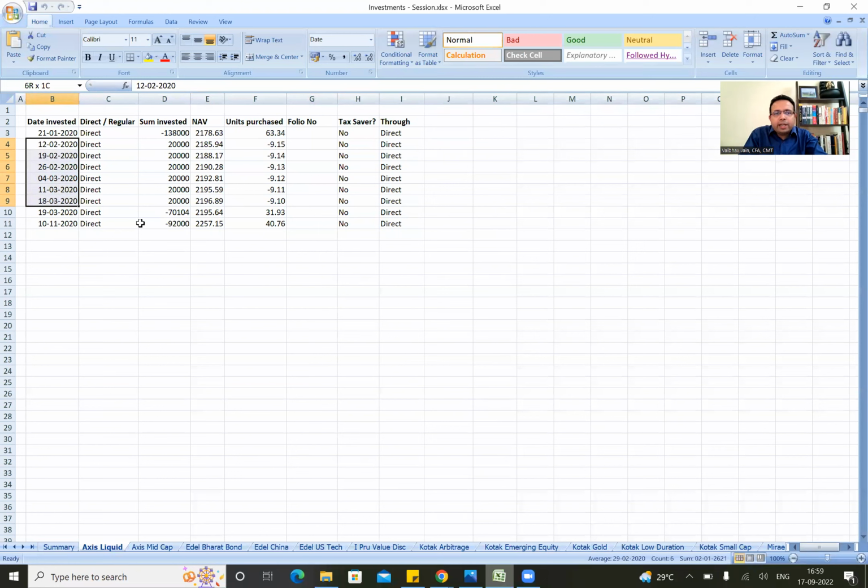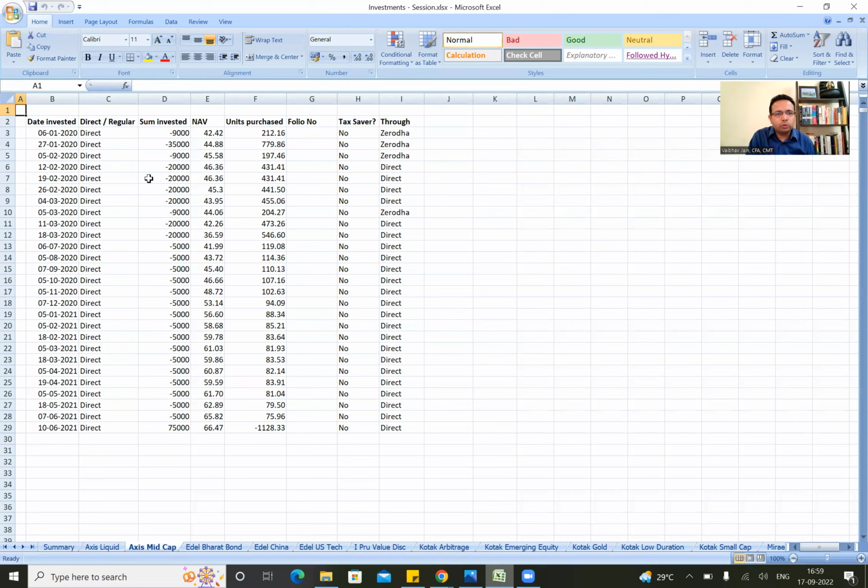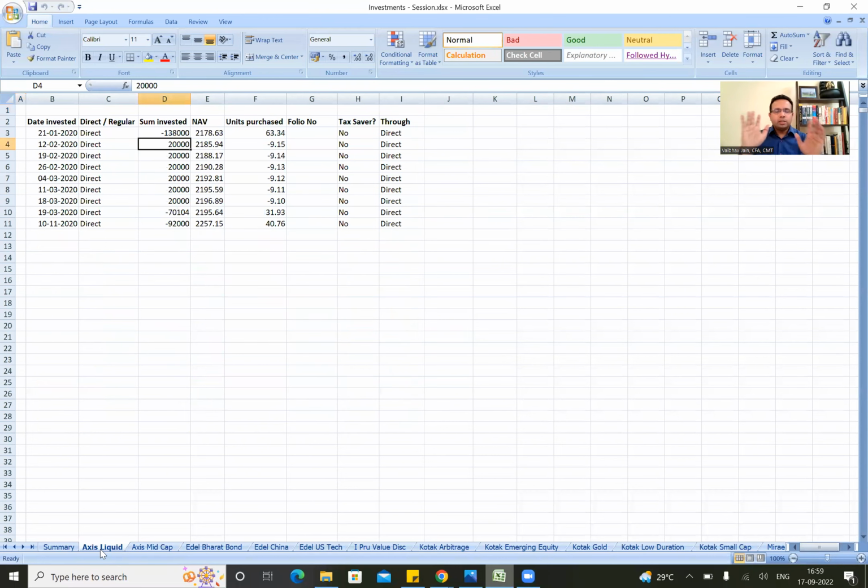This is a weekly STP, sorry, STP. So I might have set up an STP so that every week, starting from 12th February, some 20,000 rupees was going and getting invested into something else. I think in this example, it was getting into this Axis Midcap Fund. Just concentrate. So 20,000, because it is going out from this fund, is a positive number. What NAV? How many units you have actually taken out? Now it would be negative because units are going out from my fund. So accordingly, I have made all these numbers over here.